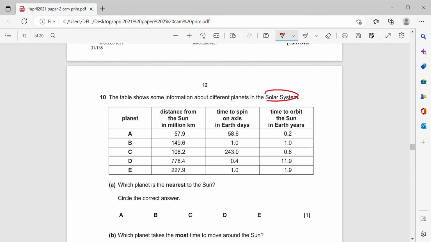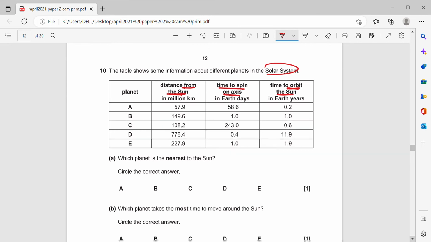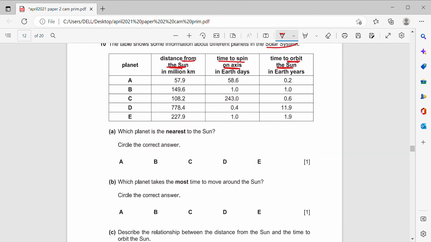Okay, planets A, B, C, D, E, and I have distance from the sun, time to spin on axis in Earth days, time to orbit the sun in Earth years. Okay, let's check the questions. Which planet is the nearest to the sun? Here, look at the values nearest to the sun.